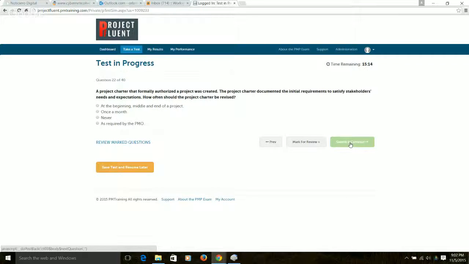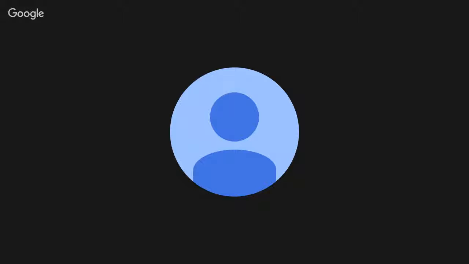Question 22. A project charter that formally authorized a project was created. The project charter documented the initial requirements to satisfy stakeholders' needs and expectations. How often should the project charter be revised? At the beginning, middle, and end of a project? No. Once a month? No. Never? Correct. As required by the PMO? Never. Once you got the project charter, that's it. That's done.